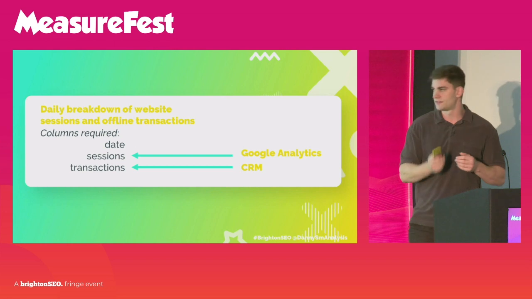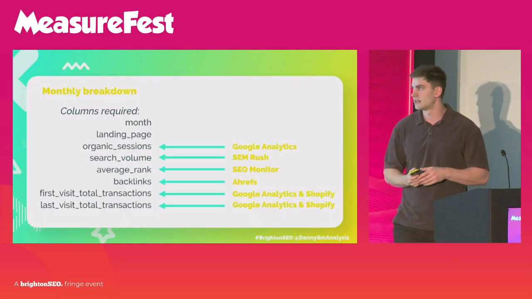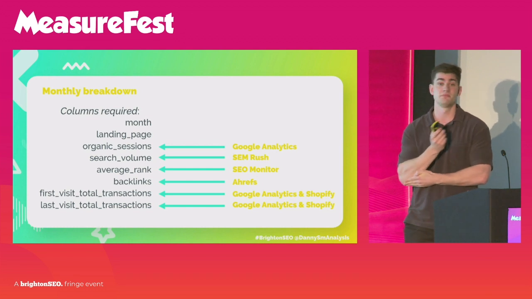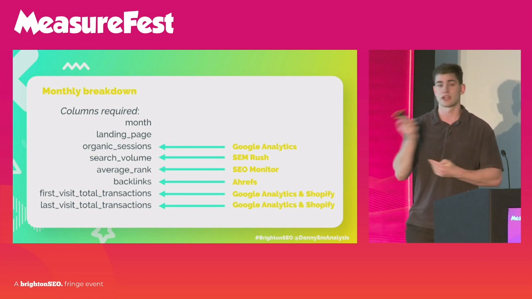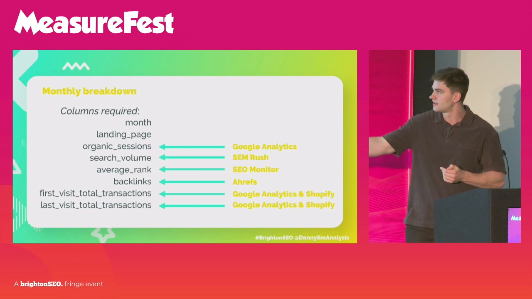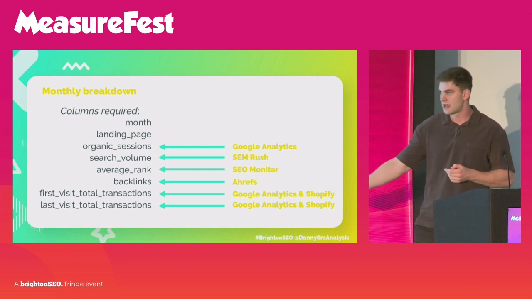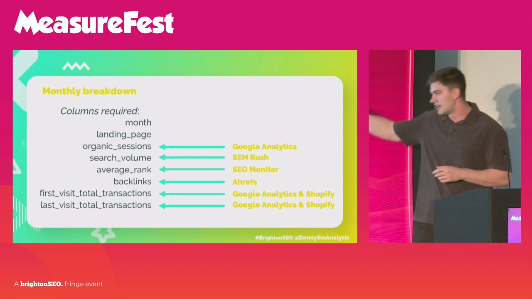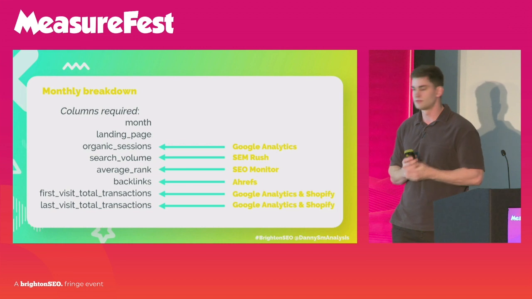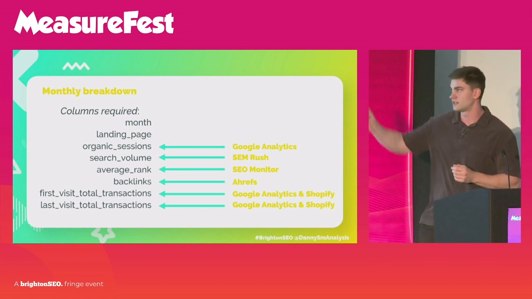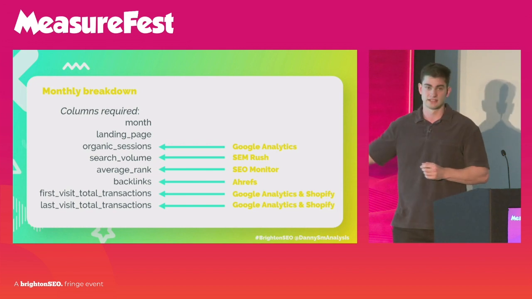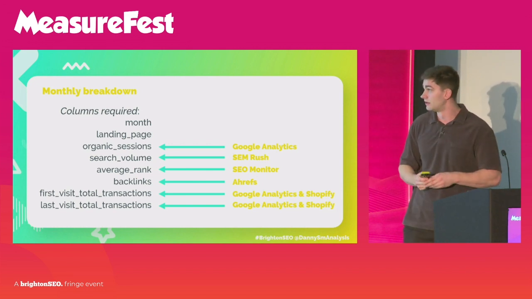But you can take it a step further and make it a bit more complicated. So let's say we've got a sort of organic focused report where we want to look at by month, by landing page, how many organic sessions we've got. I'm going to use the laser actually. How many organic sessions we've got, search volume, average rank, backlinks, first visit total transactions, last visit total transactions, an array of different data sources, right? So the important thing if you're trying to create a view like this is that you need to have a month and a landing page column in all of these data sets here, otherwise it's obviously not going to join.